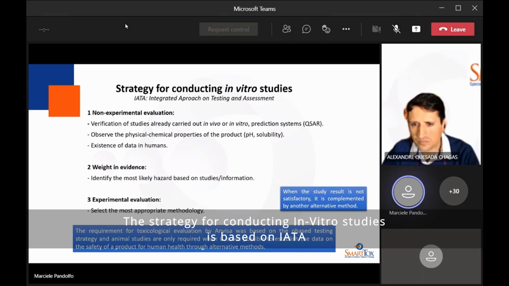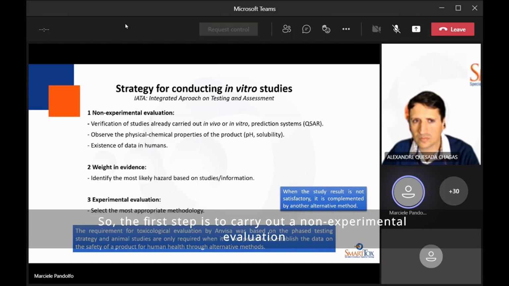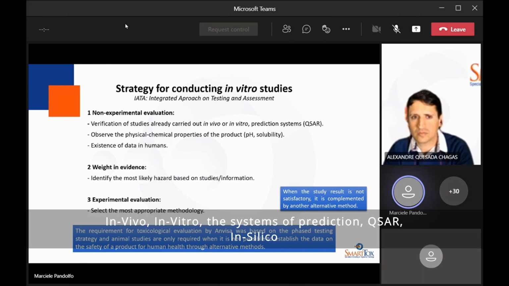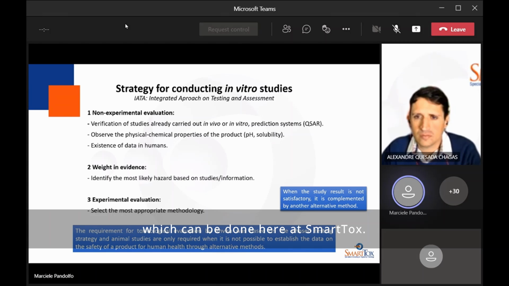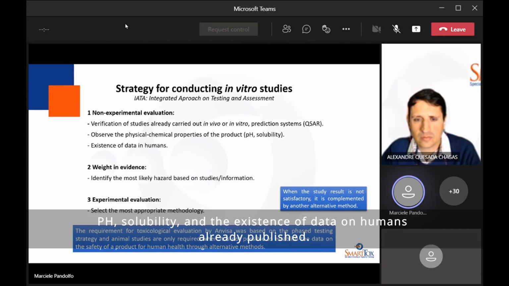A estratégia para a condução dos estudos in vitro é baseada na IATA, que é a abordagem integrada de testes e avaliação. Então, o primeiro passo é fazer a avaliação não experimental, verificar todos os estudos já realizados em vivo, in vitro, os sistemas de predição, QSAR, in silico, que podem ser realizados aqui na SmartTalks. Observar também as propriedades físico-químicas do produto, pH, solubilidade e também a existência de dados em humanos já publicados.